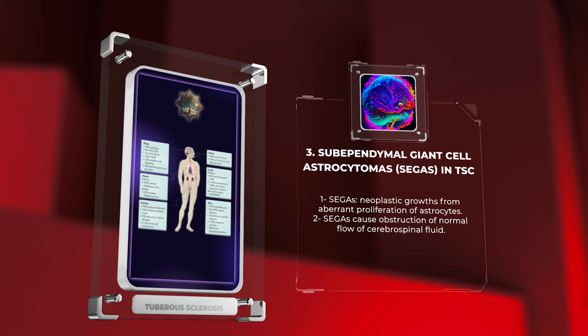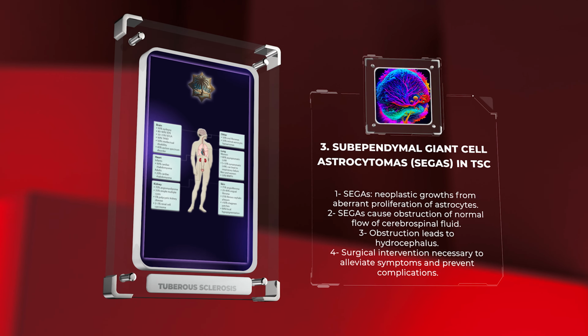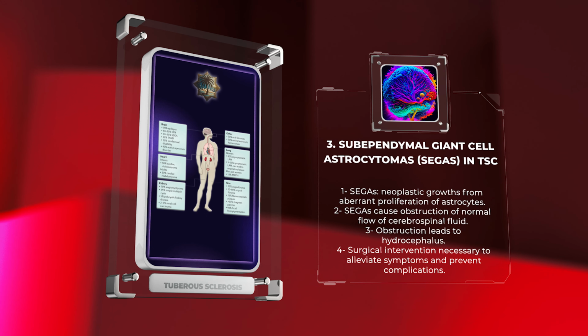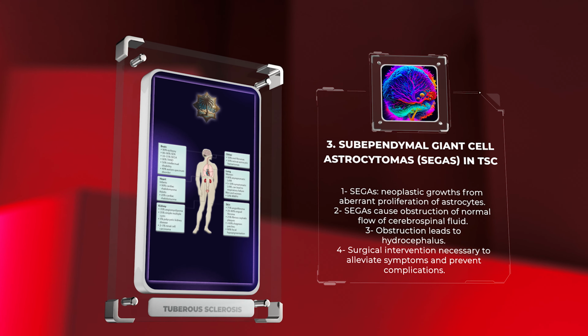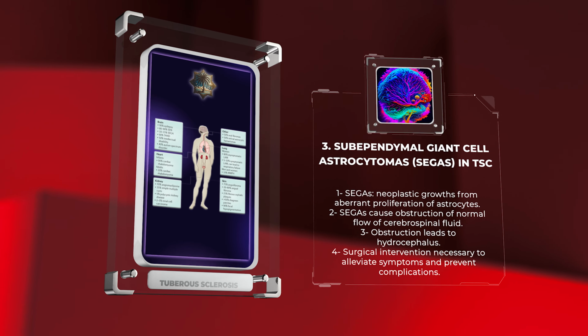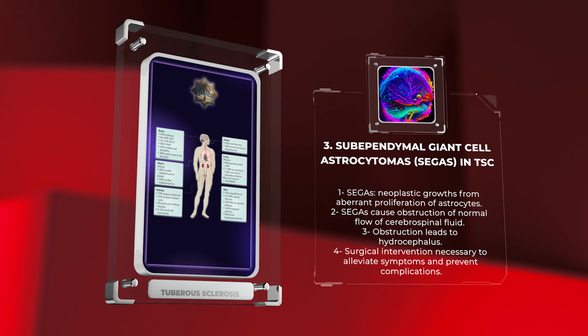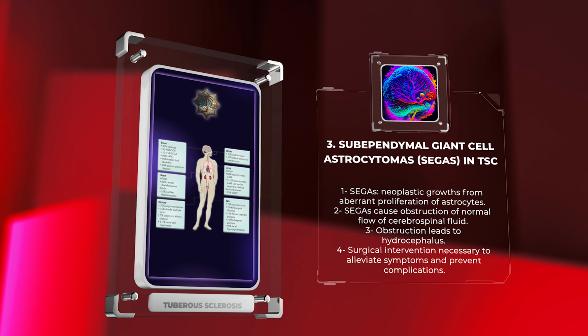Subependymal giant cell astrocytomas, SAGAs, are neoplastic growths that originate from the aberrant proliferation of astrocytes, a type of brain cell. These tumors typically arise adjacent to the ventricles, which are fluid-filled spaces within the brain. Owing to their locational proximity, SAGAs often cause obstruction of the normal flow of cerebrospinal fluid, resulting in a condition called hydrocephalus. This occurs due to the increased size of the SAGAs impeding the circulation of fluid in the ventricles.